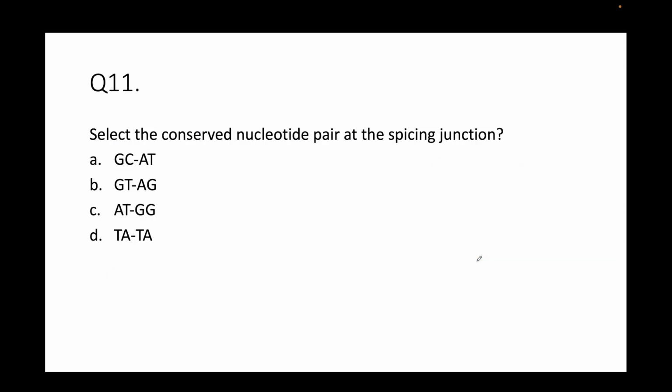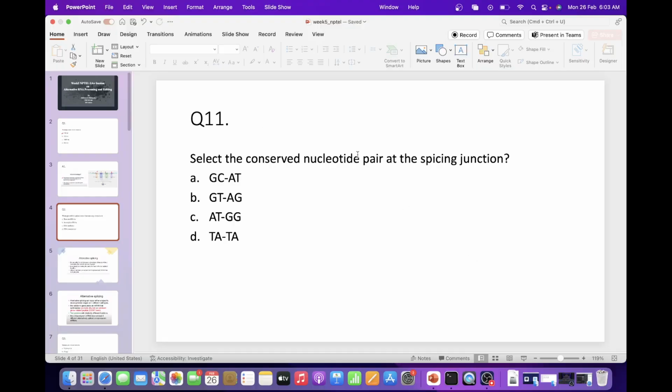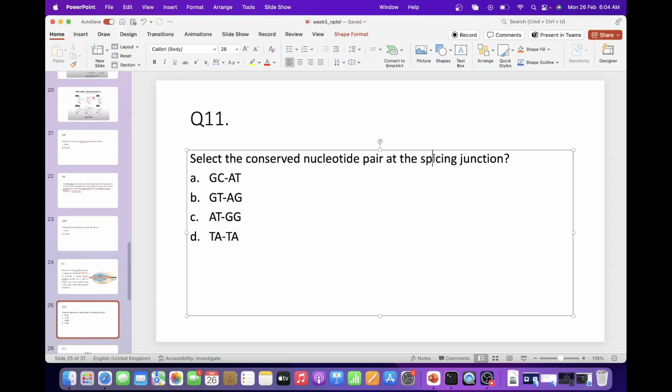Okay, next, select the conserved nucleotide pair at the splicing junction: GCAT, GTAG, ATGG, or TATA. Which one is it? Splicing.